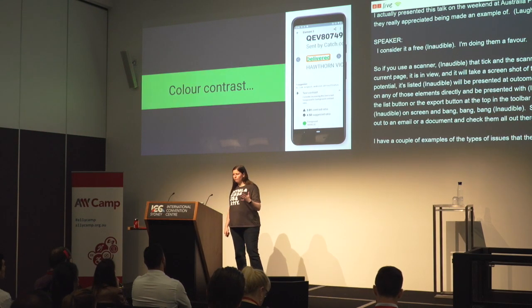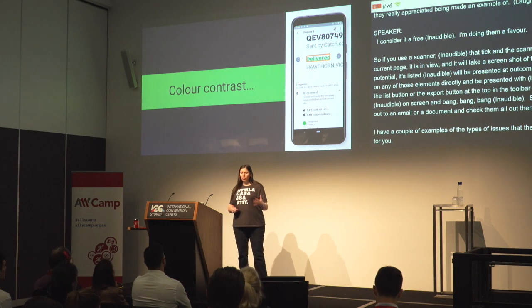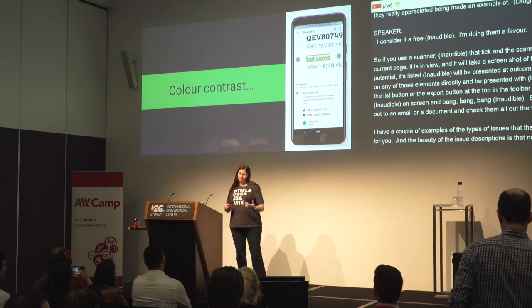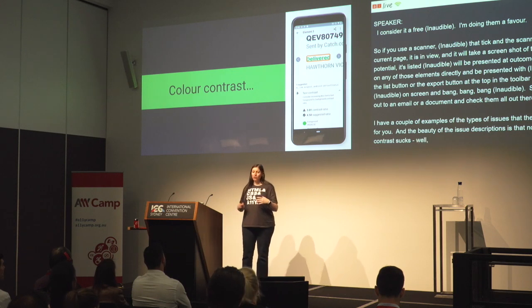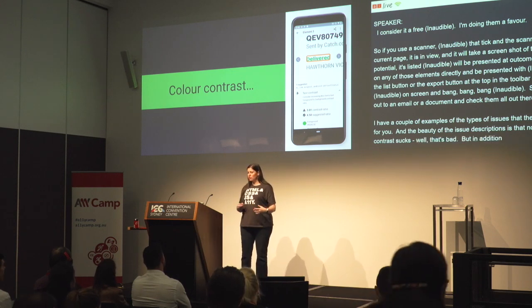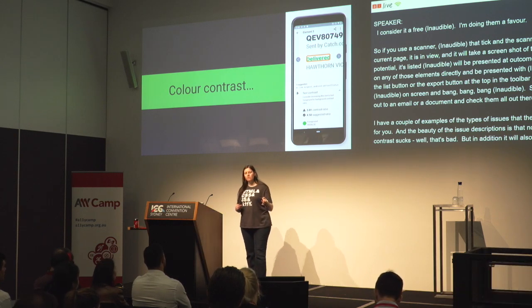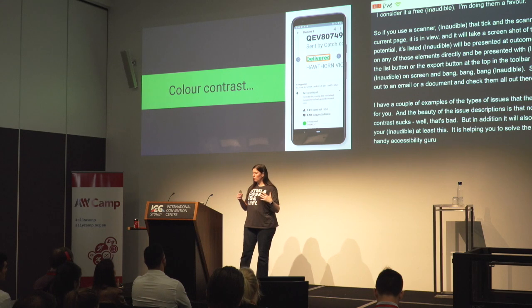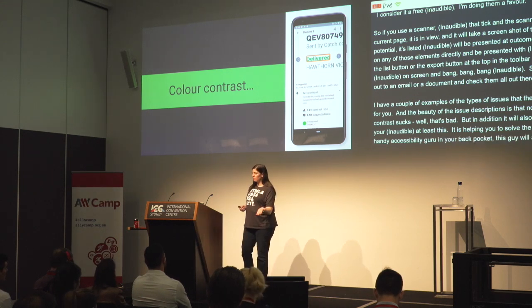And the beauty of the issue descriptions is that not only will it say, hey, your color contrast sucks. Well, that's bad. But in addition, it will also say, what you need to do is make your color contrast at least this. It's helping you to solve the problem. So even if you don't have a handy accessibility guru in your back pocket, this guy will actually tell you what to do yourself.